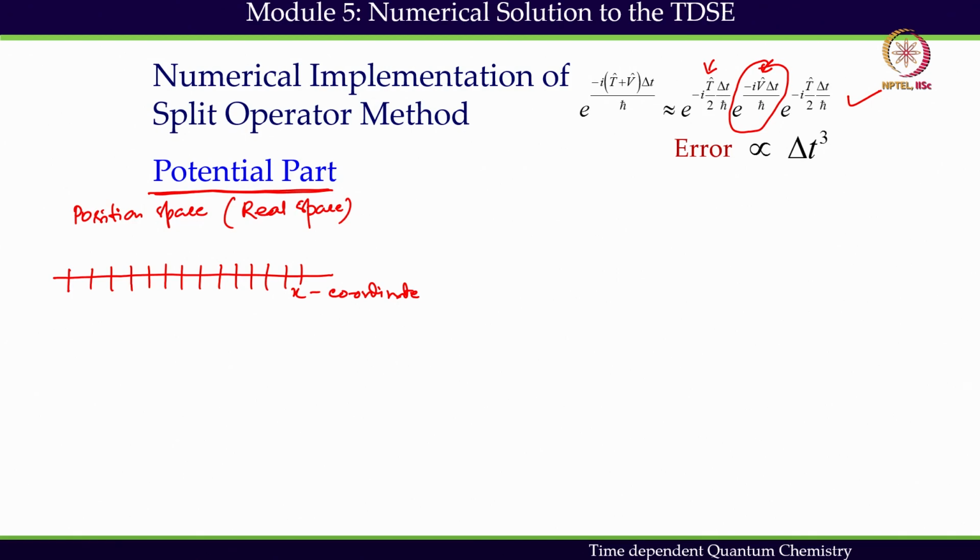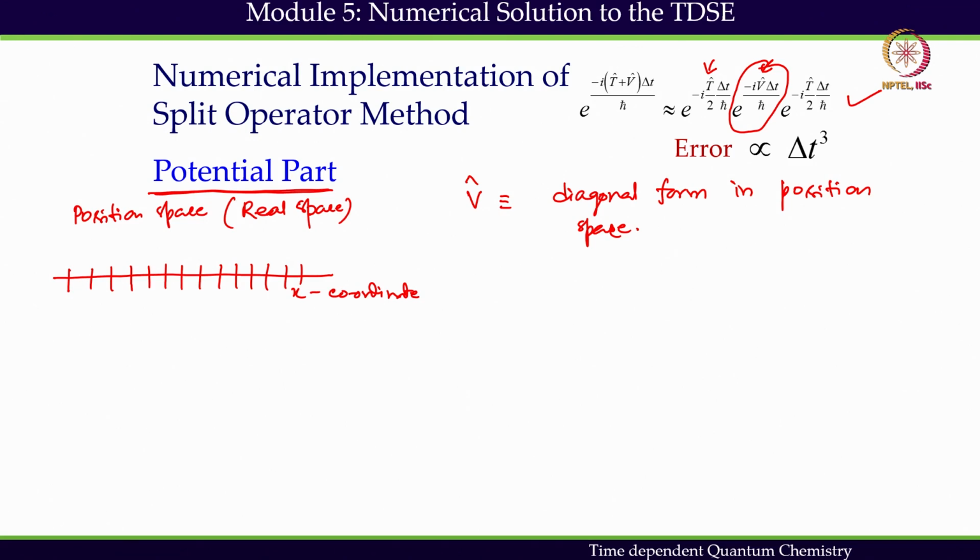The potential energy operator can be represented by a diagonal matrix directly. So that's the good news. The potential energy operator has a diagonal form in position space. And because it has a diagonal form, one can get the exponential of the potential energy matrix directly by exponentiating each diagonal element. So that's quite straightforward.